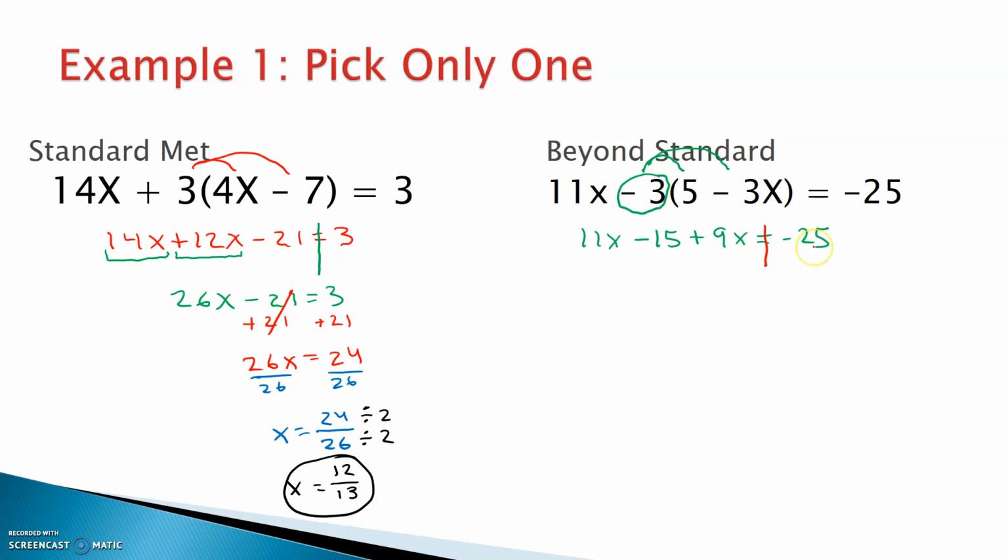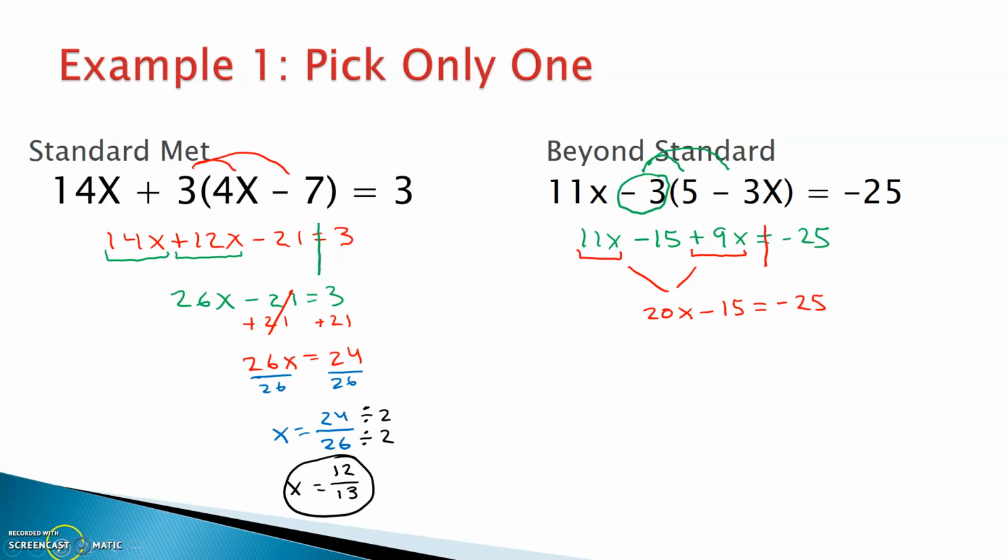On the right-hand side, I got nothing this time. On the left, what like terms? Well, I see that I have an 11x. I can't combine it with the negative 15. That does not have a variable, but I can combine it with the positive 9x. So 11x's and positive 9x's together, those guys will give me 20x. Don't forget about that minus 15. Carry that guy down. Equals negative 25.